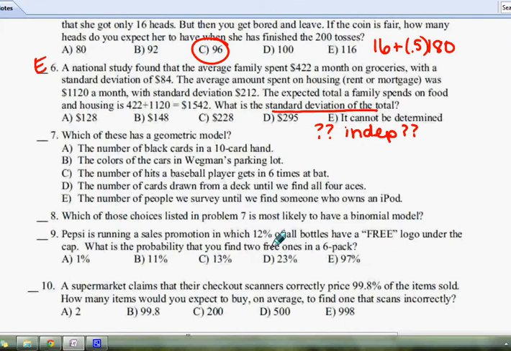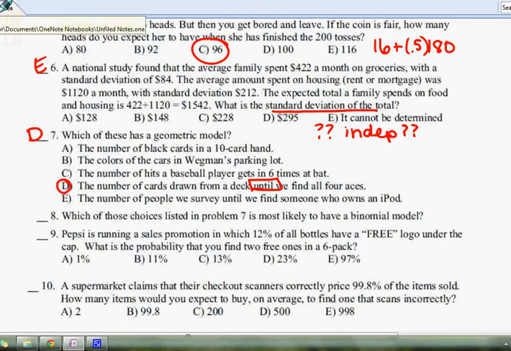Which of these is a geometric model? A geometric model is talking about going until an event occurs or until the first of something happens. And let's see here. There's my keyword, until. So that happens in D.